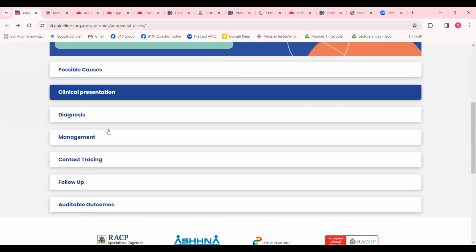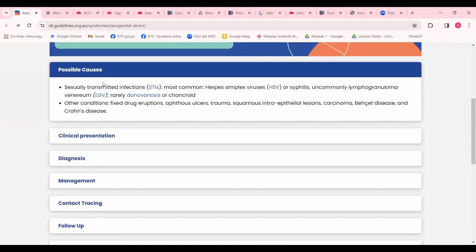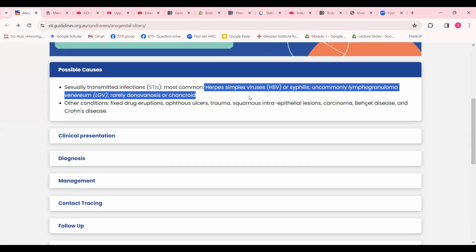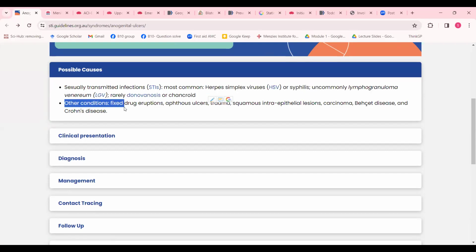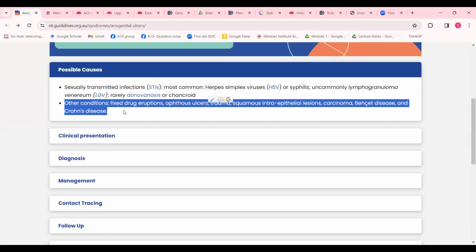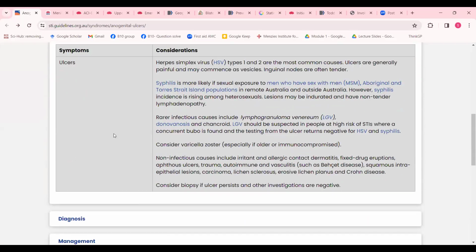The possible causes would be, and I think it's not a new area to any of you, herpes simplex, syphilis, or rarely lymphogranuloma venereum, donovanosis or chancroid. Those are STIs. But not only STIs can cause genital ulcers; other conditions can also cause them, like fixed drug eruptions, aphthous ulcers, carcinoma, Behçet's, Crohn's, likewise. Then the clinical presentation is nicely given.